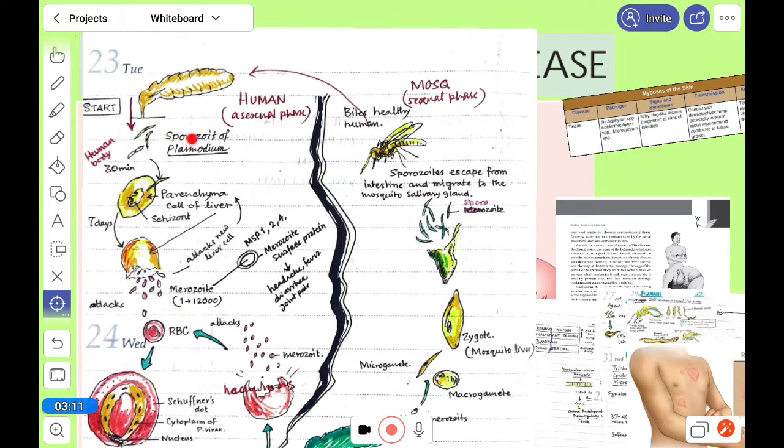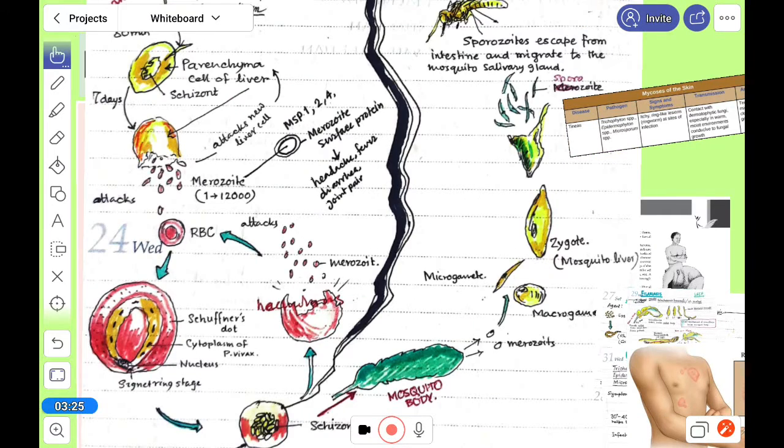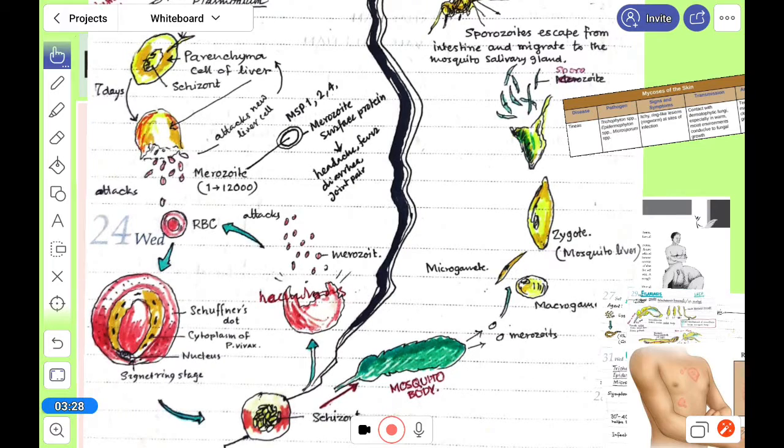See, the sporozoite here, the merozoite. One sporozoite can make 12,000 merozoites. So this merozoite is released. One sporozoite creates 12,000 merozoites, and all these merozoites now will attack red blood cells. They enter inside the red blood cells. Here you can see how it is captured.